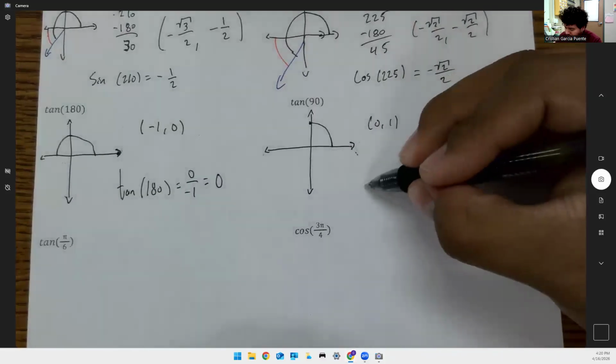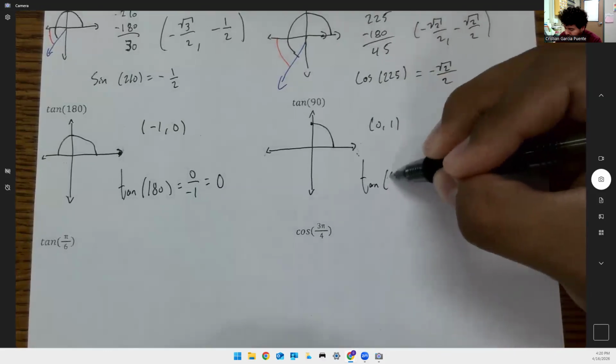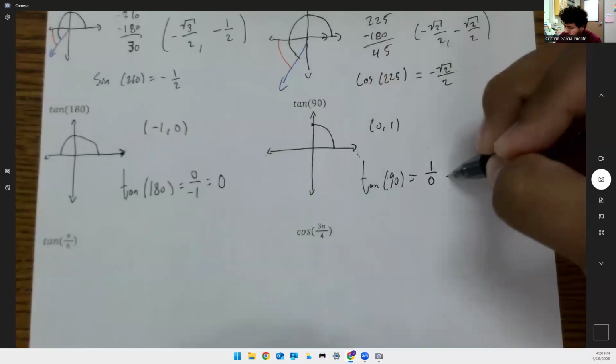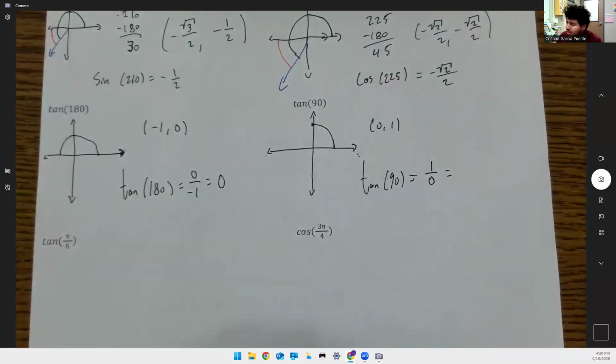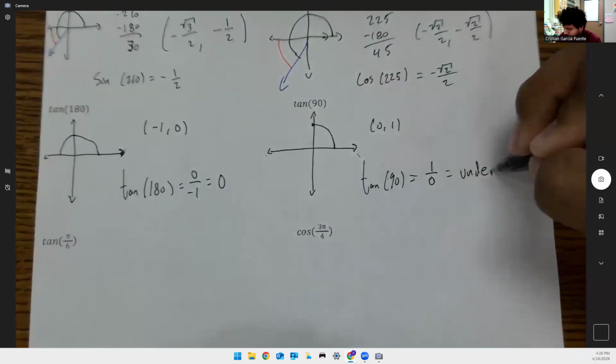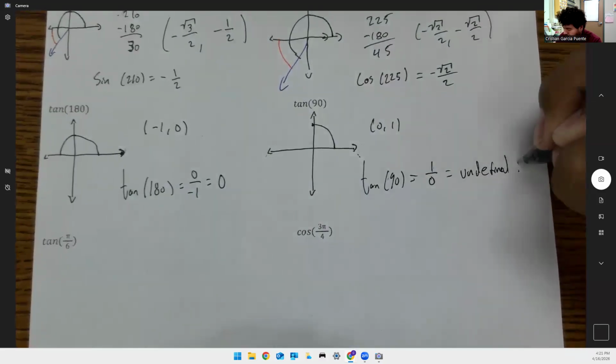And now again, we're finding tangent from 90. That's equal to y over x. Your y is 1, your x is 0. And then what's 1 divided by 0? It is not 0. It is undefined. Because remember, we cannot divide by 0. It's not possible.